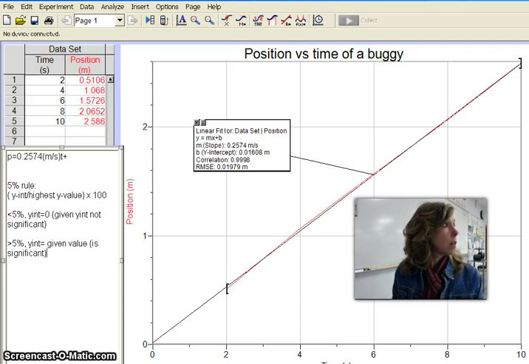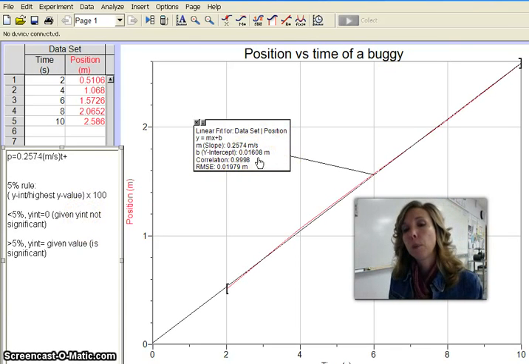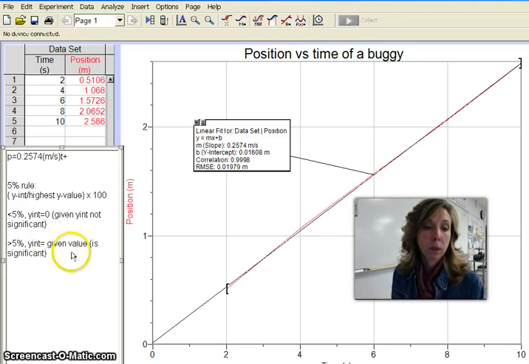Now I'm going to tell you, sometimes it is significant to the relationship. Sometimes, though, it's not. It doesn't make sense at all to have a y-intercept of some number here. And what that means is that you probably had more error than what we're allowing. We're allowing ourselves 5% error with this rule. And so those are all things that you're going to be discussing in your lab report.